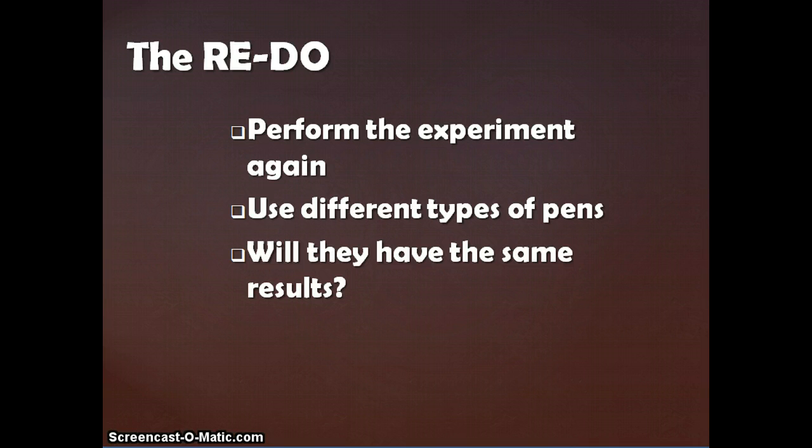If after this redo, and we continuously redo it, we continue to come to the same result, we're finding the same thing, we know that it's not just a coincidence, and that we have actually found an answer to the question that we were looking for.